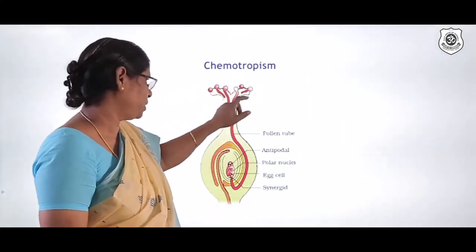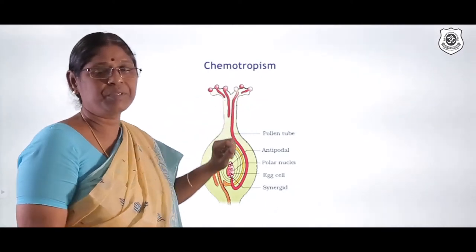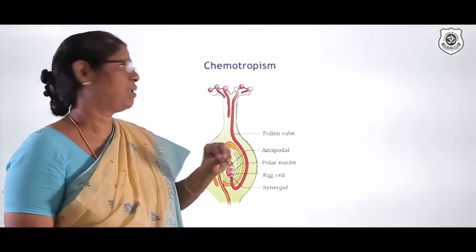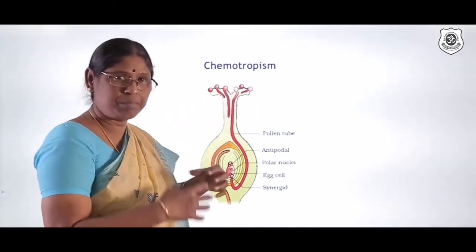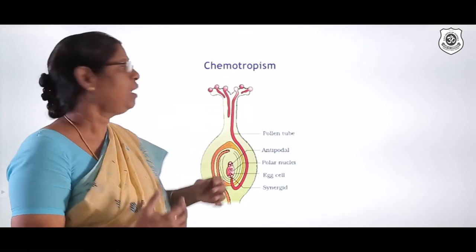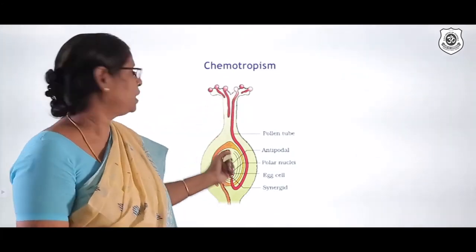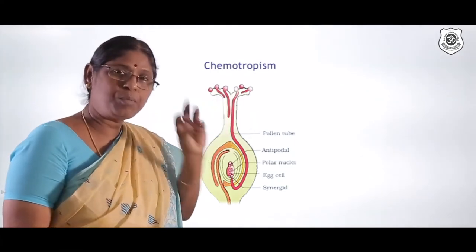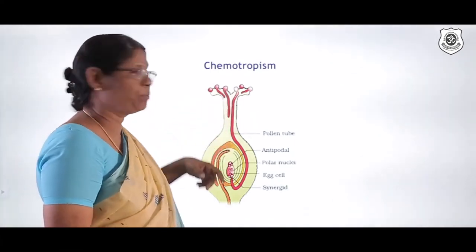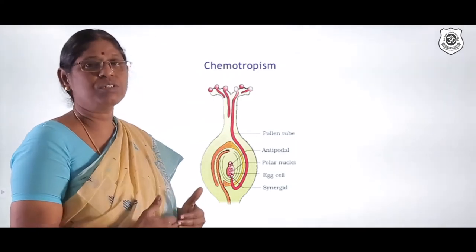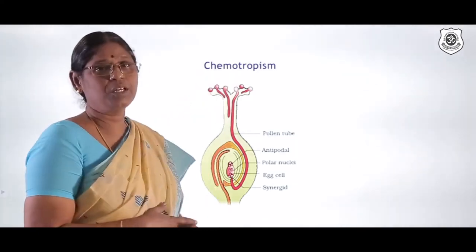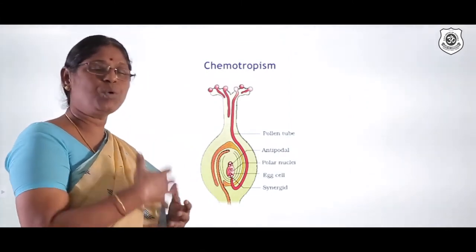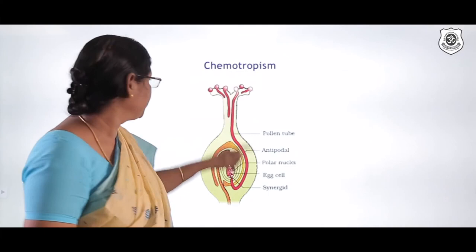the pollen starts growing there. What makes it grow? It is because of the chemical that is produced there. It will burst open, germinate, we can say. From there, the germ tube will come out, and through that, the male gamete present in the pollen grain starts moving. This movement is because of the chemical that is present there. So this is also a movement caused by a chemical, so we call it chemotropism.